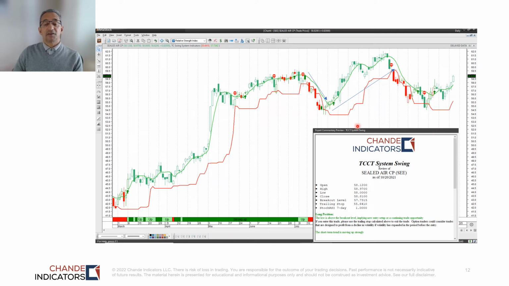And this box shows the TCCT swing system commentary, which gives you a trailing stop. So this stop is calculated for you by the system package, and every day you will get a specific trailing stop, and you have to be diligent to enter it every day if you are trading the system so that you can properly manage your risk.